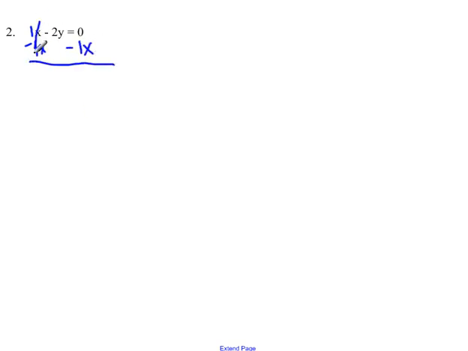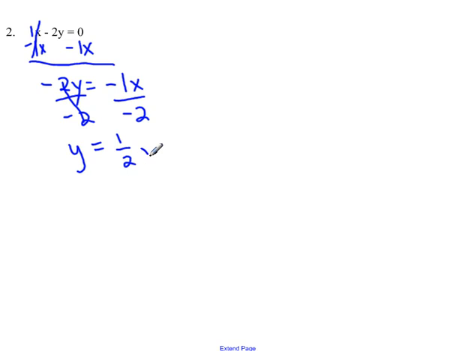So the x's will cancel, bring down the negative 2y equals 0 minus something is just whatever that something is, so this is going to be negative 1x. Now I need to get the y term by itself, so divide everything by negative 2. And y equals, remember, negative divided by a negative is a positive, so that becomes y equals 1/2 x. Okay, and that term is solved for y.